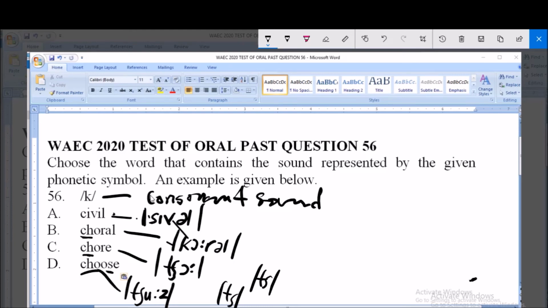So by this transcription we find out that the only option that has the k sound is option B. Therefore option B is correct.